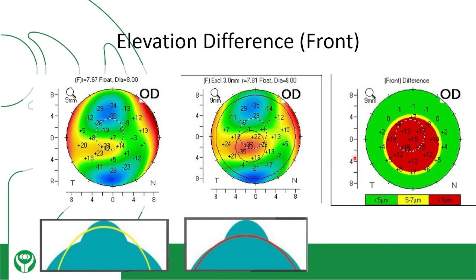Again, the elevation difference. So what the pentagram gives you is, in that D, the BAD-D that it gives you, one of the parameters is the difference in elevation. That difference in elevation is the normal best fit sphere minus the enhanced best fit sphere. And then it gives you this data of 5 to 7, and greater than 7 is 2 standard deviations, and you're usually going into an abnormal cornea. But again, I'm saying abnormal cornea. Abnormal cornea doesn't mean keratoconus.